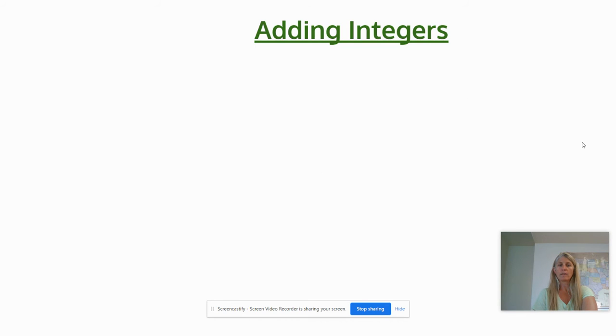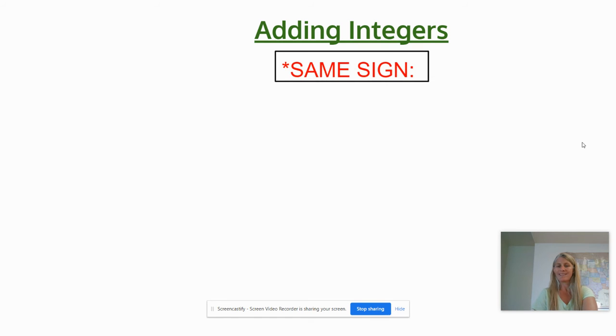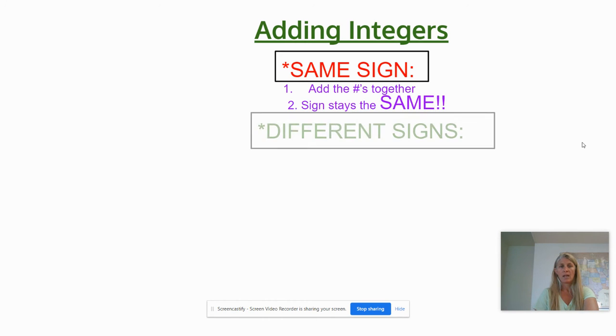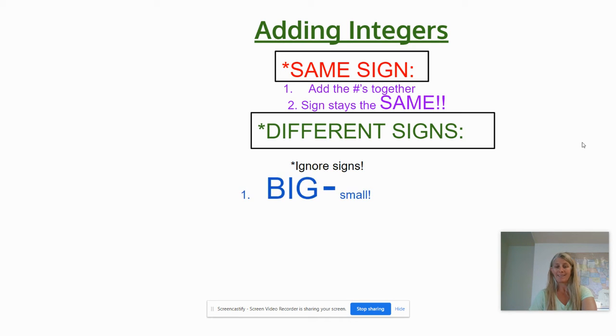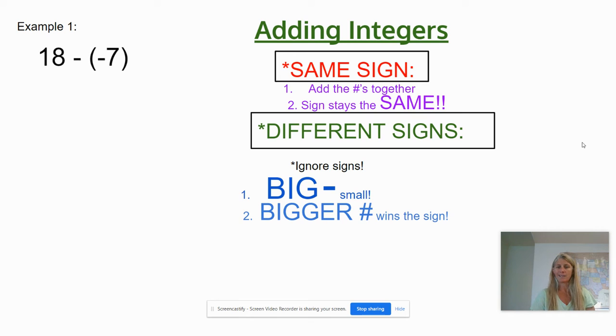Okay, so let's go ahead and look at that one more time, those integer adding rules. If we have the same sign, a positive plus a positive or a negative plus a negative, then we're going to add those numbers together and the sign stays the same. If there's different signs, if there's one of each, a positive plus a negative or a negative plus a positive, we are ignoring the signs to look at the absolute value and go big minus small, and the bigger number wins the sign.